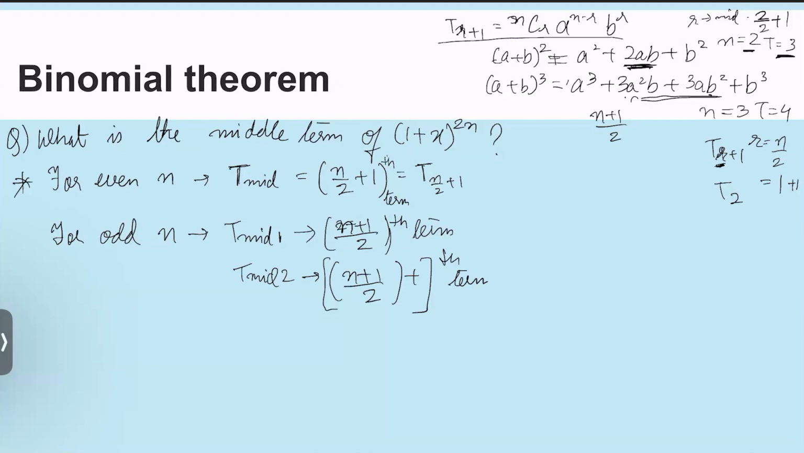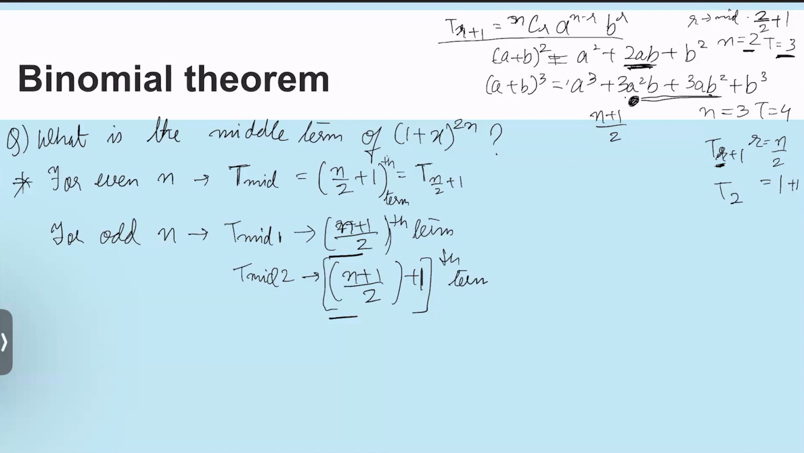So the first middle term is the second one, and we have the next middle term as n plus 1 by 2 plus 1. Okay, so that is the third term. So this is how you can find the middle terms directly. Okay, so you can just find out your r easily. So for even, the r will be n by 2, and for odd, you will have two middle terms. So that way you can find it.